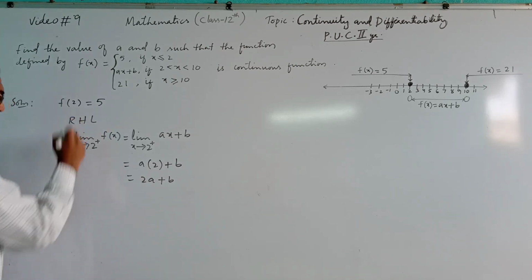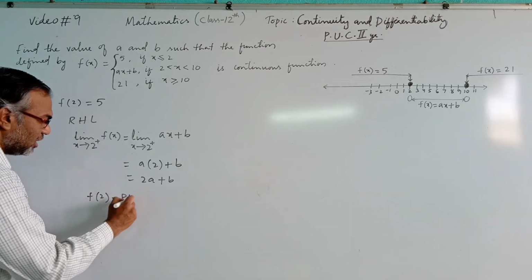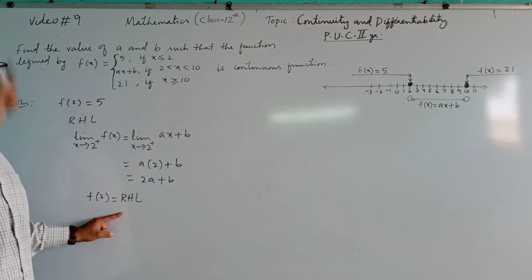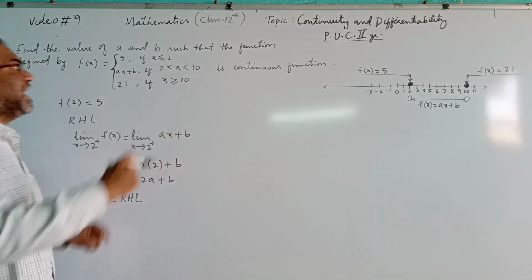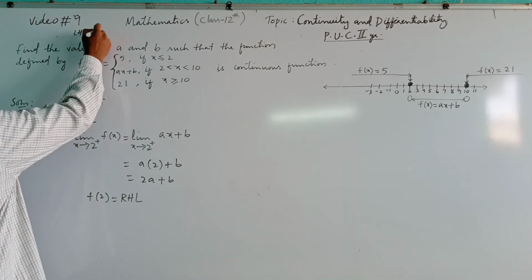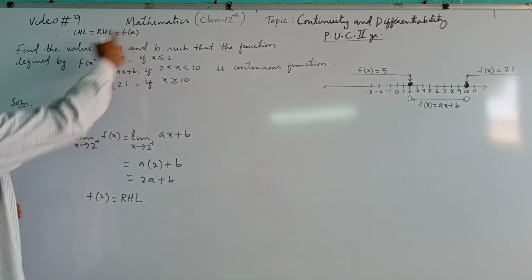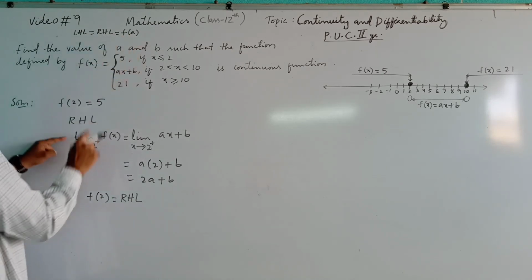So now f of 2 must be equal to RHL according to the condition of continuity. We have already discussed that LHL must be equal to RHL must be equal to f of a. This I have showed you. We have discussed this point in previous videos, right? Here RHL must be equal to f of a.